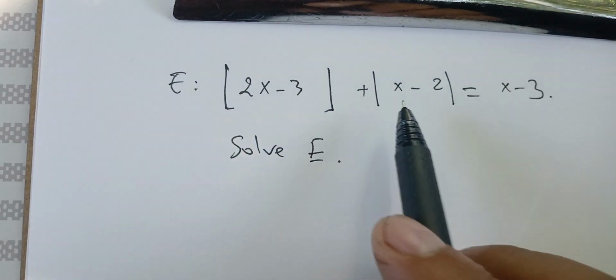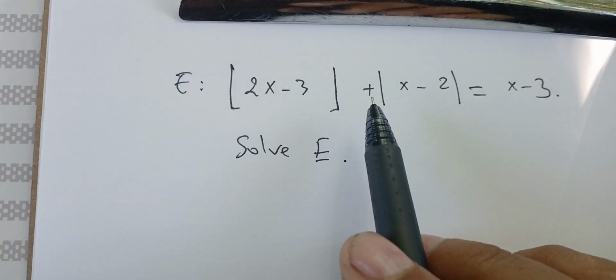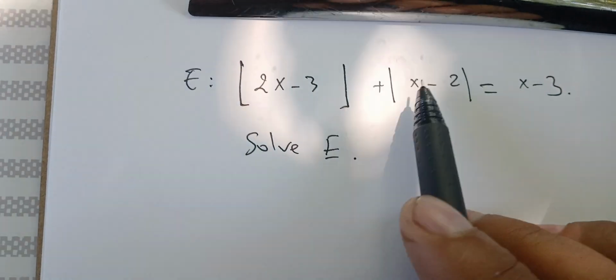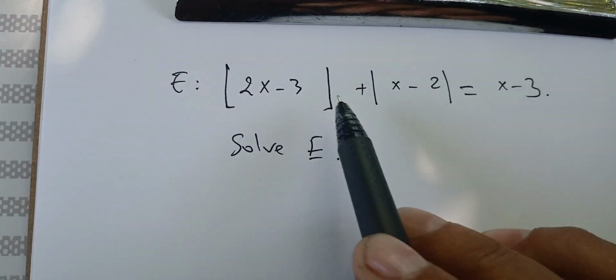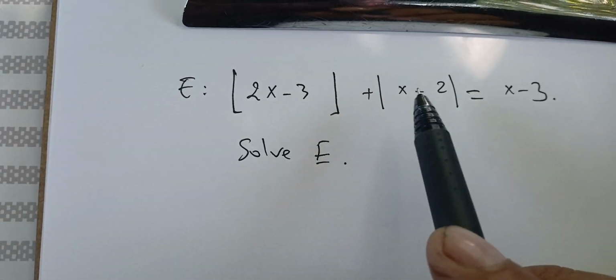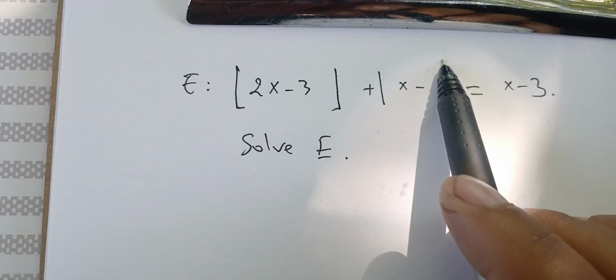Let's solve the following equation that involves the floor function and the absolute value. Before solving, we need to simplify. The first thing that we need to simplify is the absolute value.